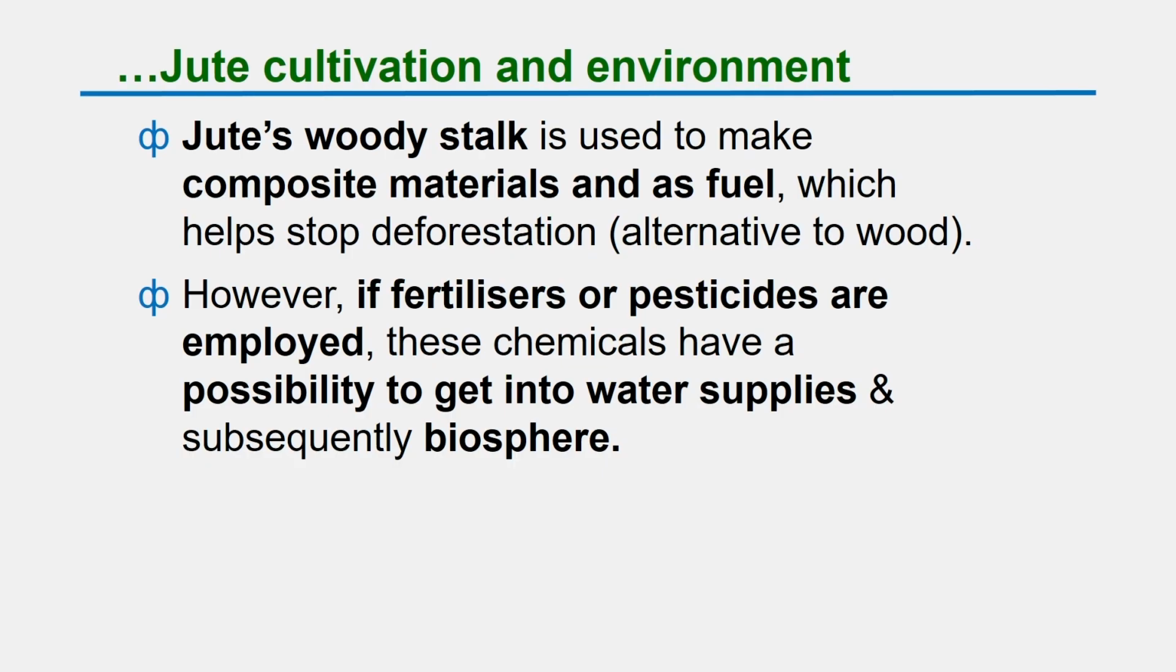Jute's woody stalk is used to make composite materials and as a fuel also, which helps stop deforestation. So it is an alternative to wood. So what happens if you have stripped off the fiber, means the fiber has been extracted and the woods are left. Those woods can be used as a fuel in rural areas.